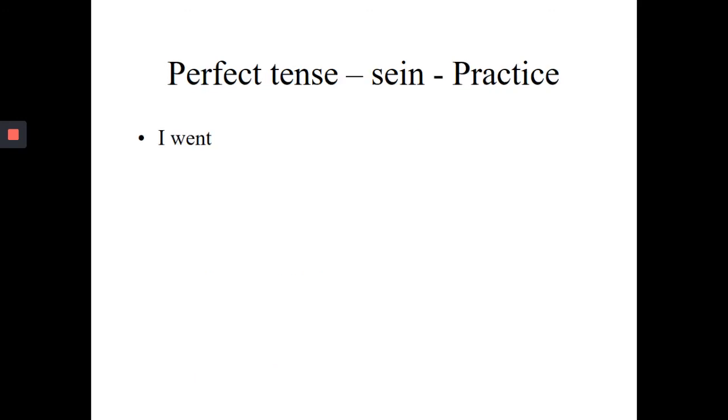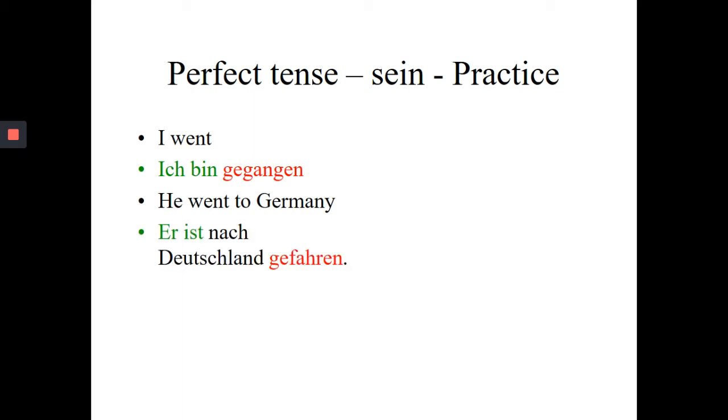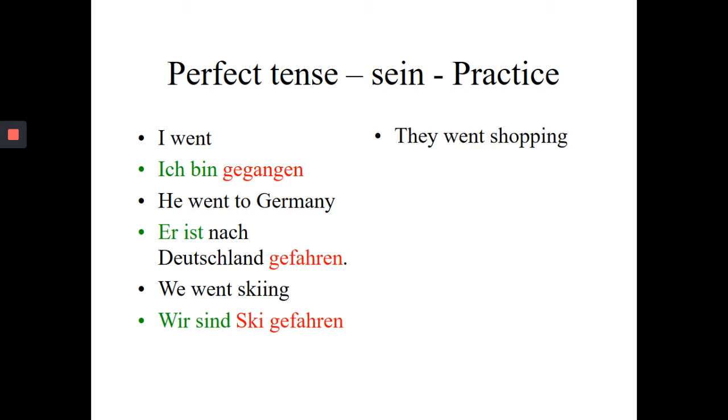So here's some practice with the perfect tense. How would you say I went? Pause the video. Ich bin gegangen. He went to Germany. Ist nach Deutschland gefahren. We went skiing. Wir sind Ski gefahren. They went shopping. Sie sind einkaufen gegangen.